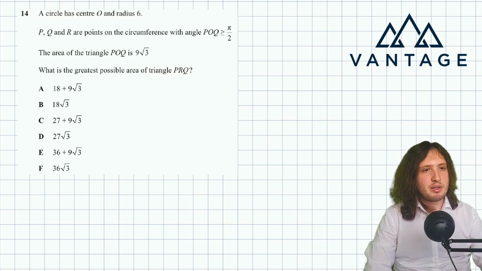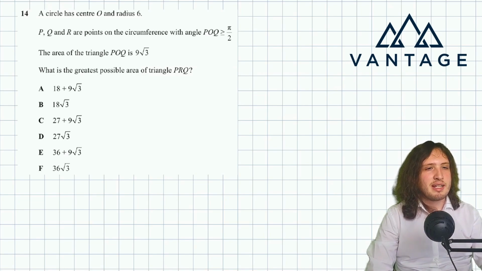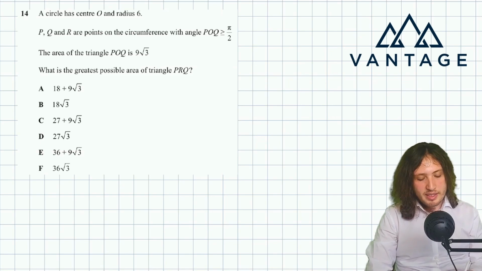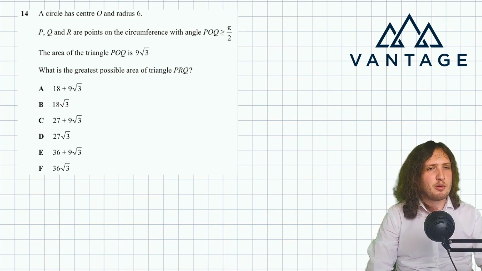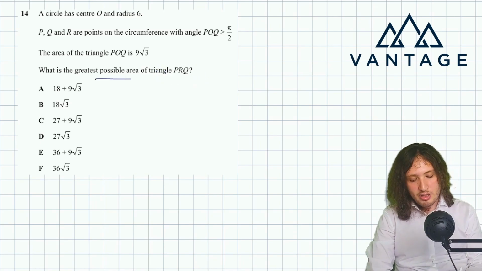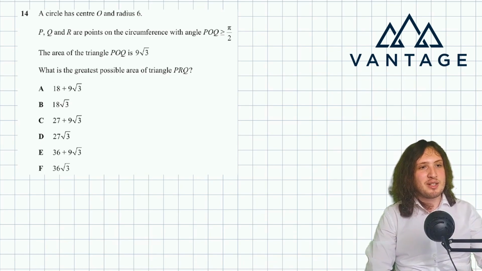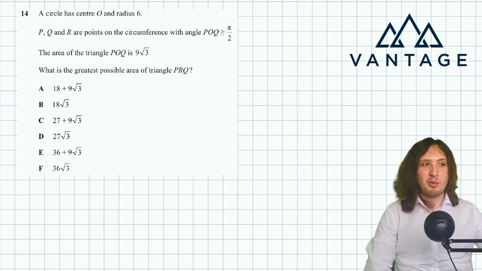In this question, we're told a circle has centre O and radius 6. P, Q and R are points on the circumference, with angle POQ being obtuse, so it's at least pi by 2 in radians. We're told the area of triangle POQ is 9 root 3, and we want to find the greatest possible area of triangle PRQ. And I guess possible suggests that the area can vary. Presumably the variation is going to come from choosing where to put the point R.